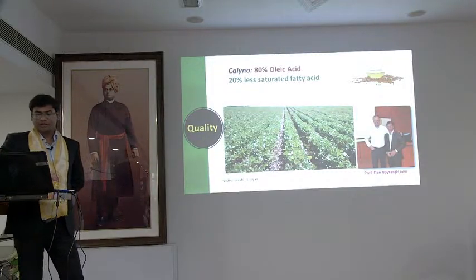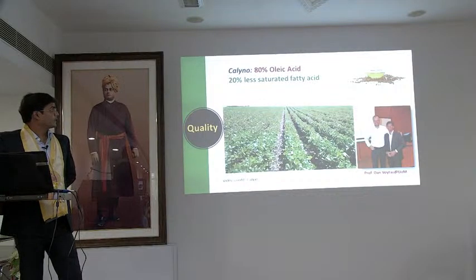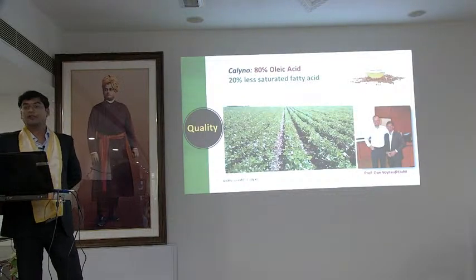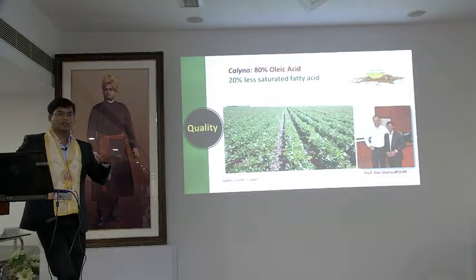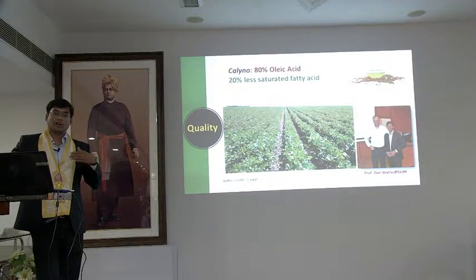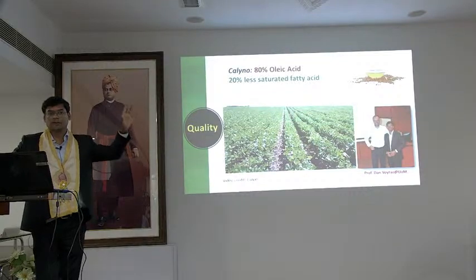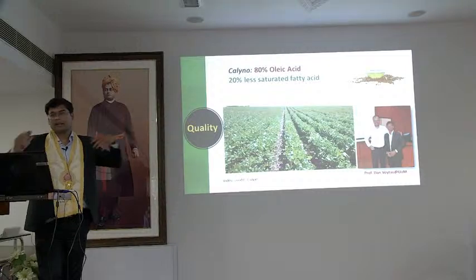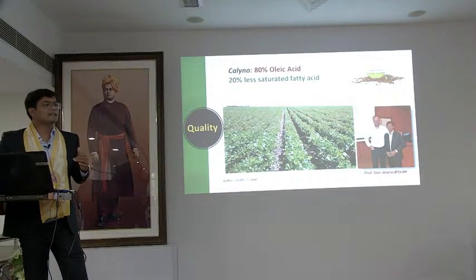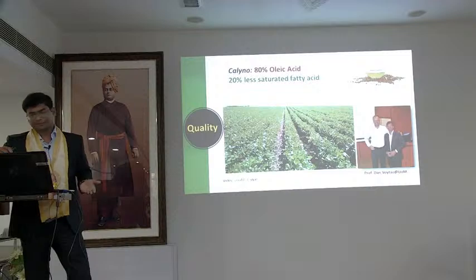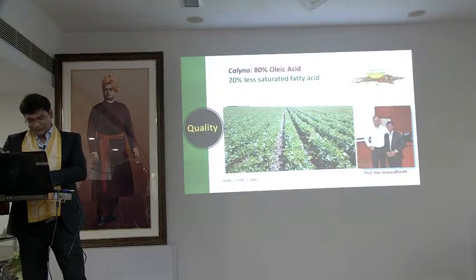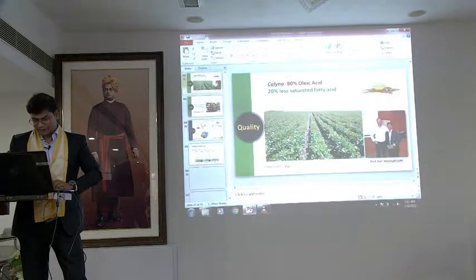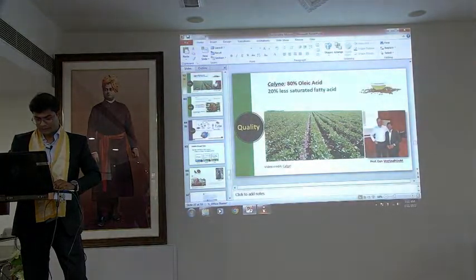So this soybean is named Calyno, that has 80% oleic acid, very good for our heart, and also 20% less saturated fatty acid. It means it will also last longer if you keep it in your almirah or any rack. It will not go rancid, it will not be wasted. Yeah, exactly. So we have a good photograph, good video I collected from Dan Voytas.